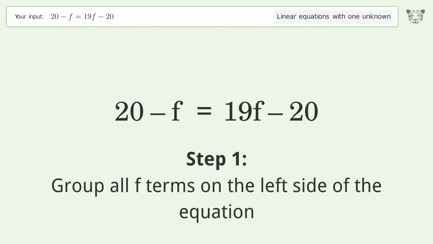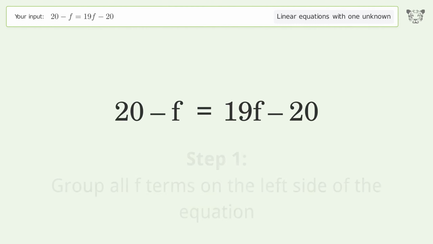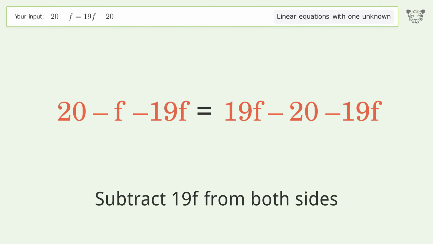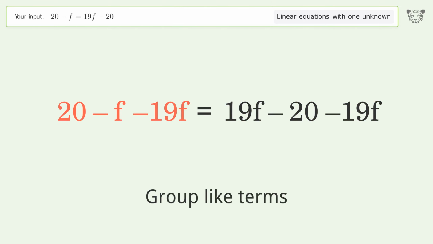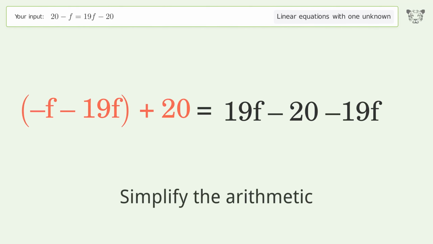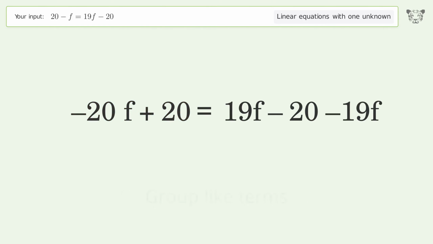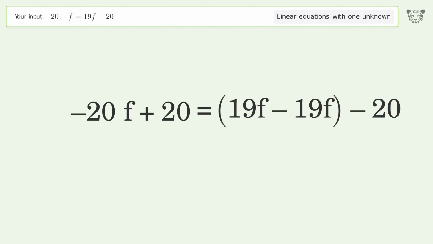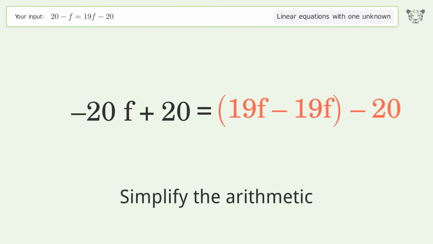Group all f terms on the left side of the equation. Subtract 19f from both sides. Group like terms. Simplify the arithmetic. Group like terms. Simplify the arithmetic.